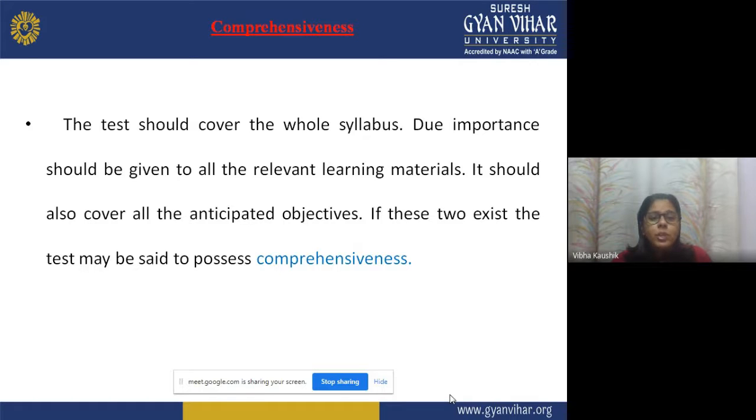Due importance should be given to all the relevant learning material, means all the material that is available. It should also cover all the anticipated objectives, that these are the objectives for learning that particular concept, syllabus, or the curriculum. If these two exist, means first that it should cover the whole syllabus, and second that it should cover all the anticipated objectives, then we will say that it is comprehensive. If these two exist, the test may be said to possess comprehensiveness.